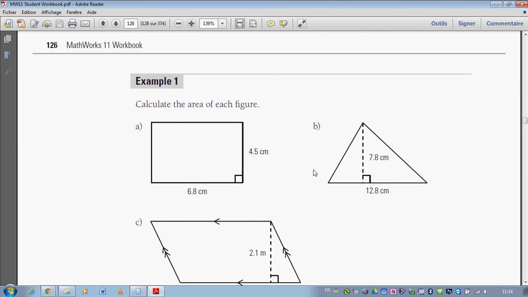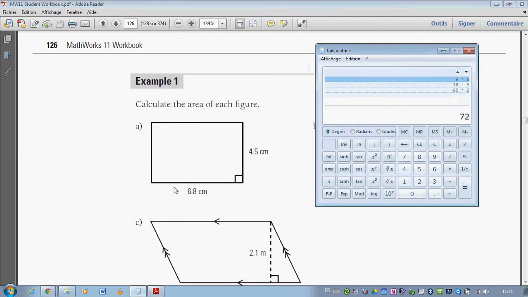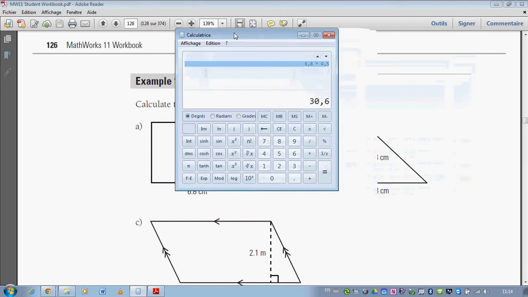So moving right on to example 1, here it's asking us to calculate the area of each figure. For this rectangle right here, you are going to take the base and multiply it by the height, or just the length times the width. So that's 6.8 times 4.5. So that's 30.6 for the area of that rectangle.